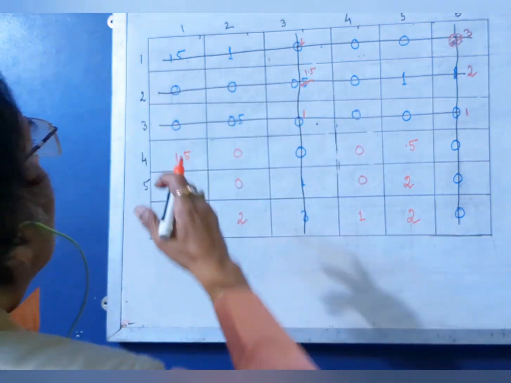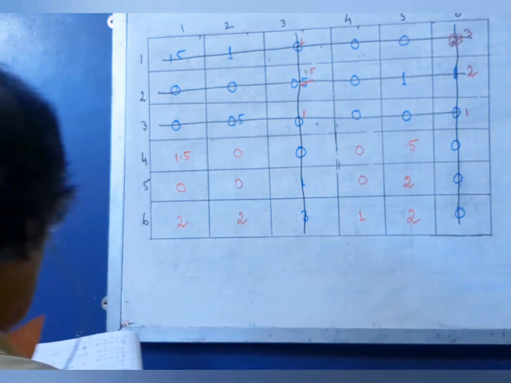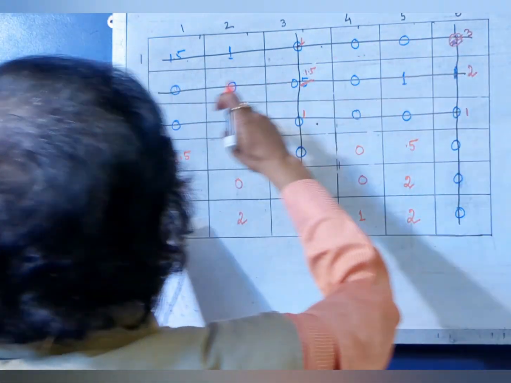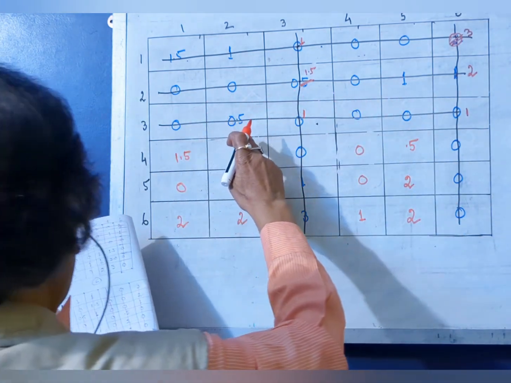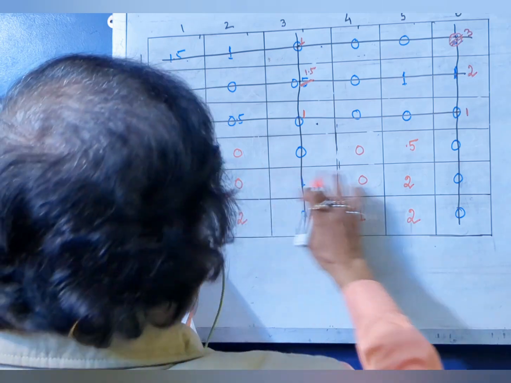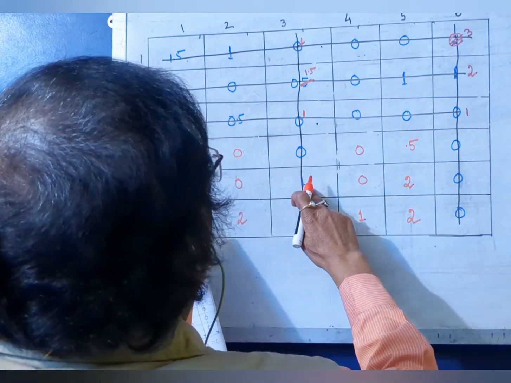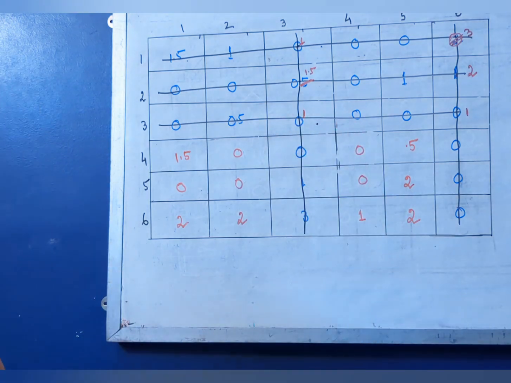The next matrix will remain the same. It will not change. That means 1.5, 1, 1, 0, 0, 3, 0, 0, 1.5, 0, 0, 2, 1, 0.5, 1, 0, 0. In this way, it is better to check it, and it will remain the same. The revised matrix will be like this.